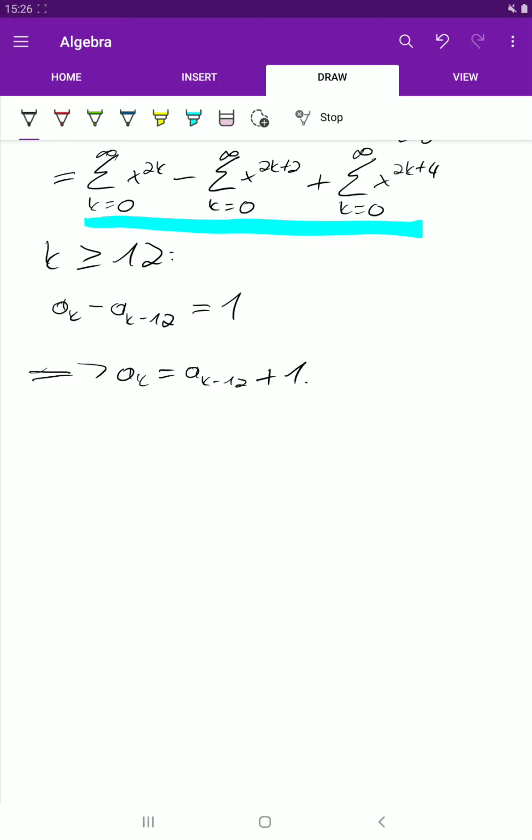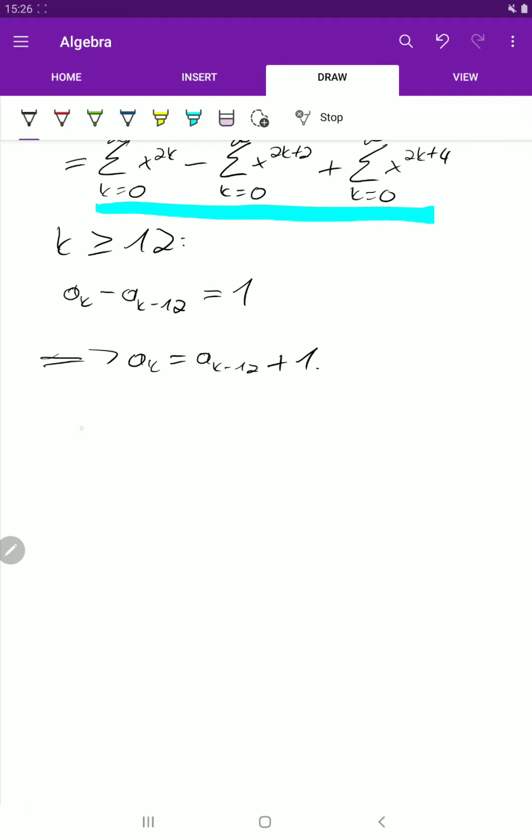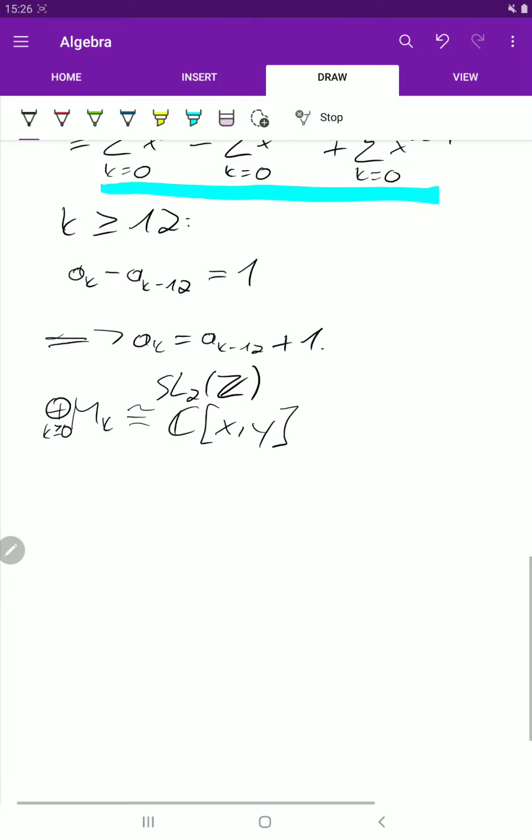And now if you know a little bit about modular forms, you might know that the space of modular forms of SL2(Z), so just consider the full modular group, then we can consider this graded algebra of modular forms. So M_k are the modular forms of weight k, and this is isomorphic to the polynomial ring in two variables over the complex numbers.